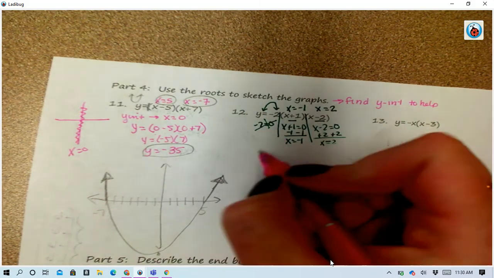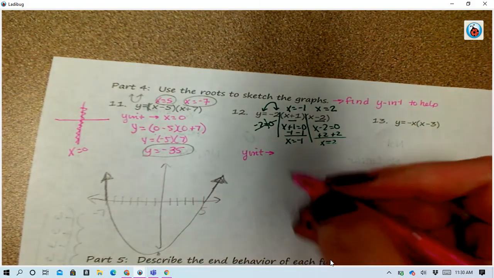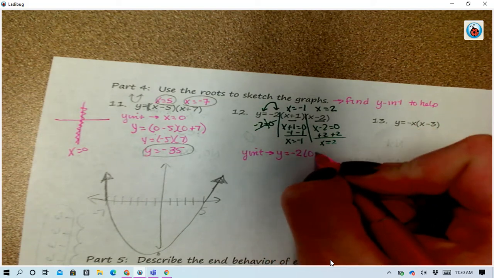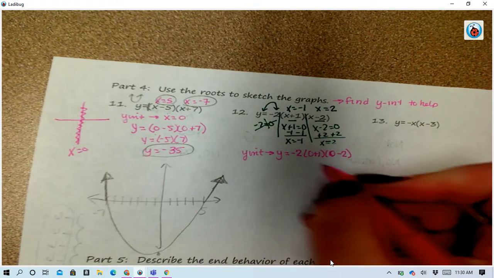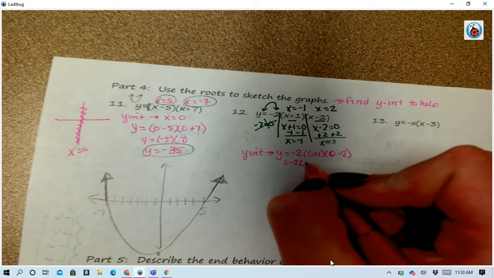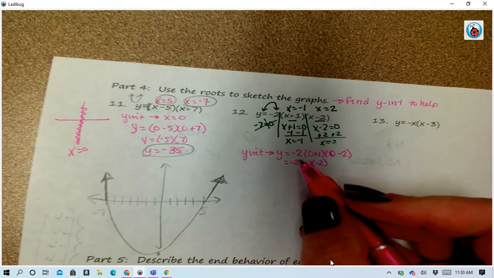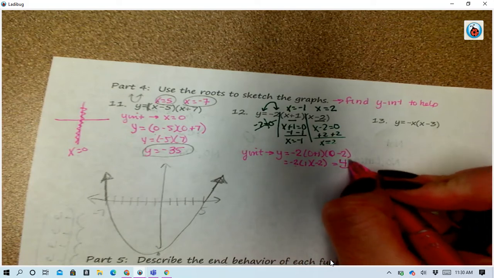I also want to find my y-intercept. To do that, we're going to plug 0 in for x. So y equals negative 2 times 0 plus 1 times 0 minus 2, which would give us negative 2 times 1 times negative 2. And negative 2 times 1 is negative 2, times negative 2 is a positive 4.